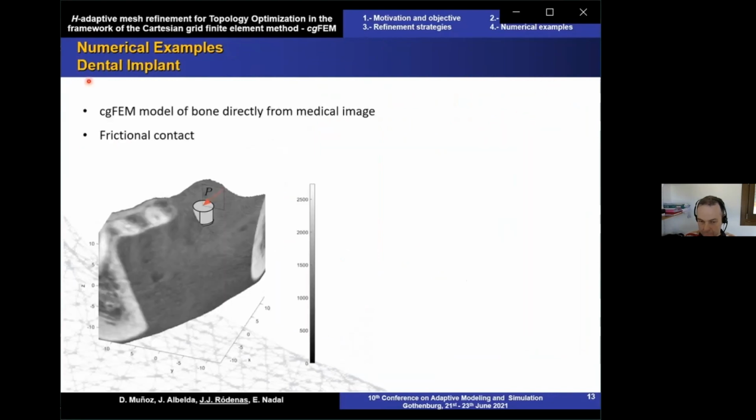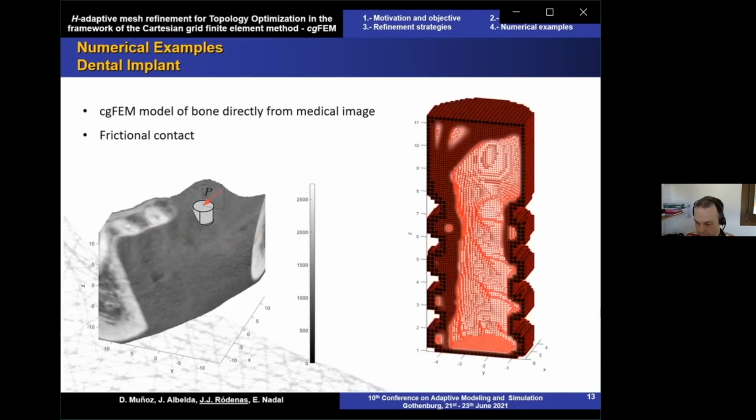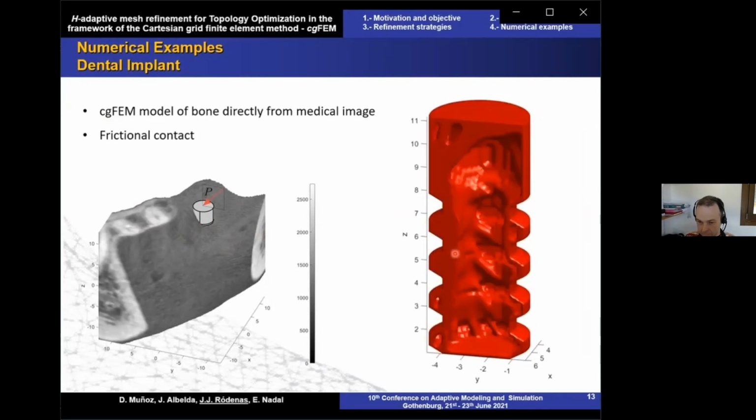The last example is optimization of a dental implant, where the CIMNE model of the bone has been directly obtained from the medical image, and where we have considered frictional contact between implant and bone. This is the mesh used for the analysis, and this is a representation of the implant. Thank you very much.